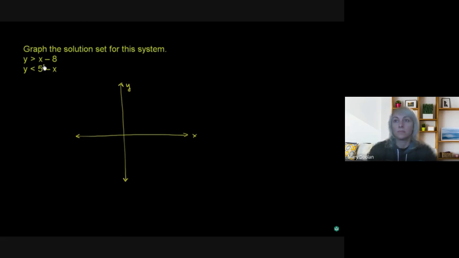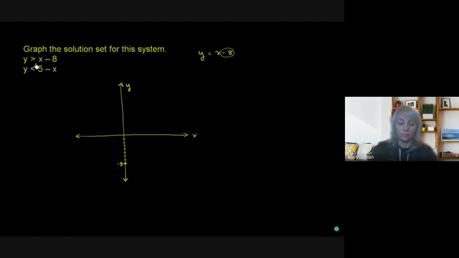And now let me draw the boundary line for this first inequality. So the boundary line is going to look like y is equal to x minus 8. But it's not going to include it because it's only greater than x minus 8. But let's just graph x minus 8. So the y-intercept here is negative 8. When x is 0, y is going to be negative 8. So we just go negative 1, negative 2, 3, 4, 5, 6, 7, 8. So that is negative 8. So the point 0, negative 8 is on the line.